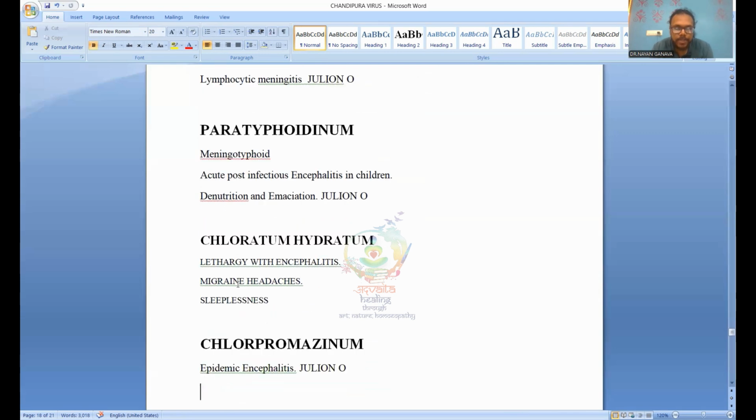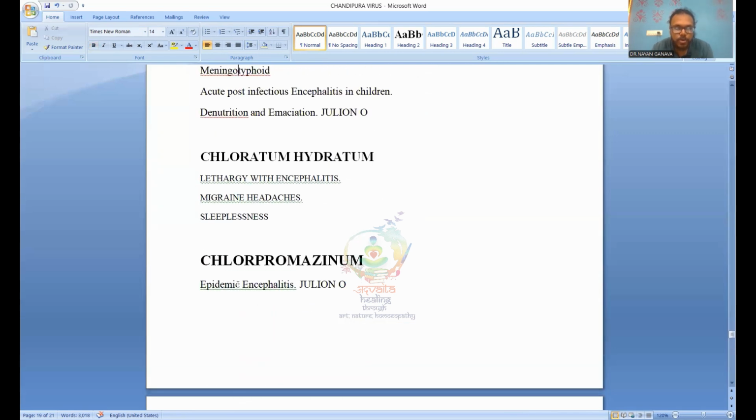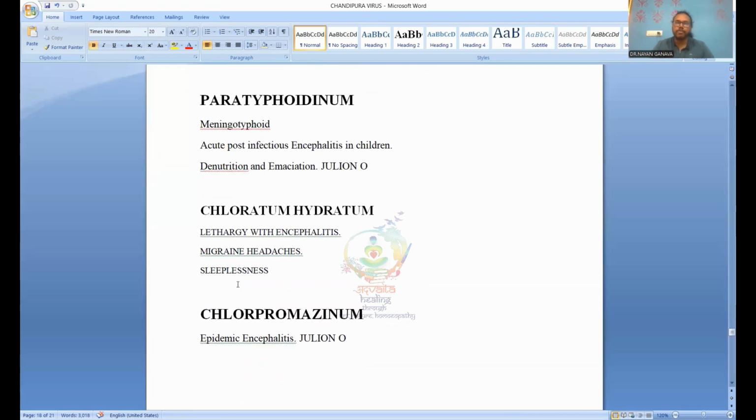Now, another remedy which I came across in Julian's Materia Medica is paratyphoidinum, meningotyphoid. There will be meningeal irritation and inflammation during typhoid kind of fever, acute post-infectious encephalitis in children. But there will be constant denutrition and emaciation accompanied by the fever or encephalitis.